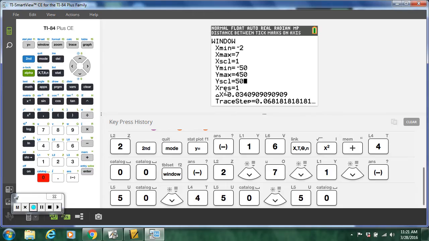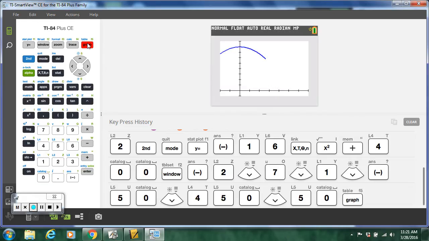Don't worry about the resolution. Don't worry about this delta x. The only things you're worried about are the x minimum, x max, x scale, y minimum, y max, y scale. And if they give you a graph already, fix your window to fit that graph. So when we hit graph, we see something like that.